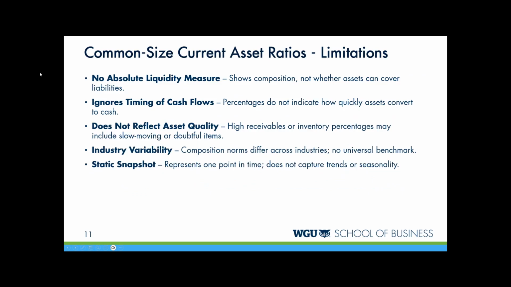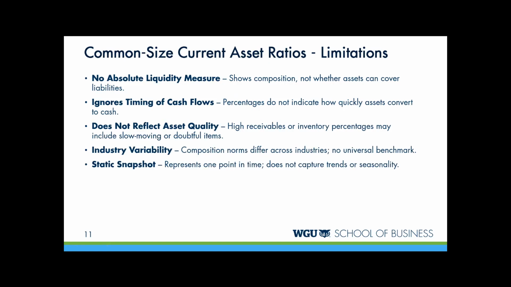So as we're using these current asset ratios, there are going to be some limitations into what information they can provide. It's not an absolute liquidity measure. It shows us the composition, but not whether those assets can cover our liabilities, because we're only focusing on one side of the balance sheet.